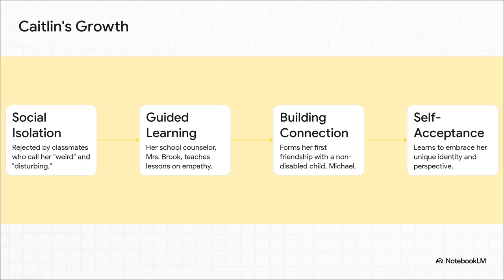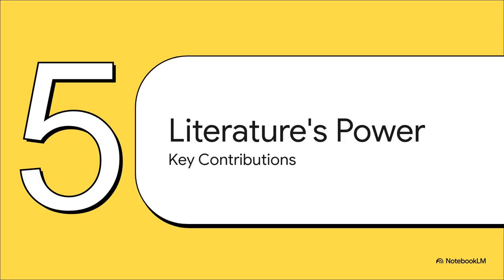So how does she move past moments like that? The paper charts her growth in these really clear stages. It starts with isolation, right? The kids call her weird. But then, with help from her school counselor, Mrs. Brooke, she starts to actively learn about empathy. And that opens the door for her to build a real friendship with another student, Michael. And ultimately, it leads to her own self-acceptance, to realizing her way of seeing the world isn't wrong, it's just hers. And all of this analysis, this entire journey with Caitlin, it all leads to the paper's huge final point, revealing the profound social function that literature can have. This is really the central argument of the whole study.